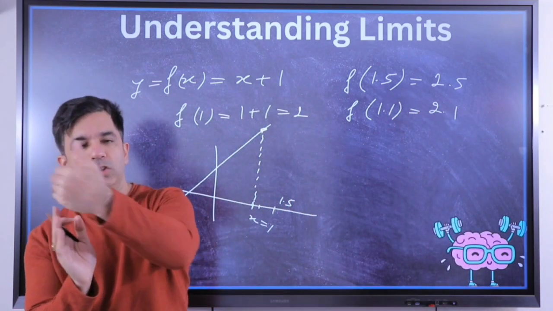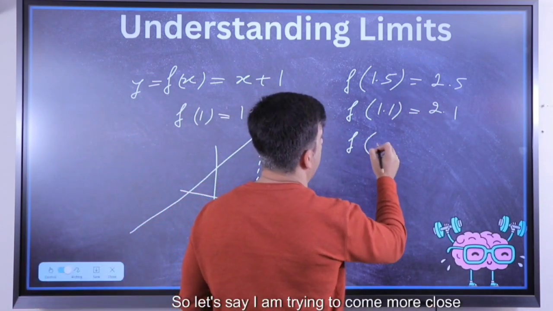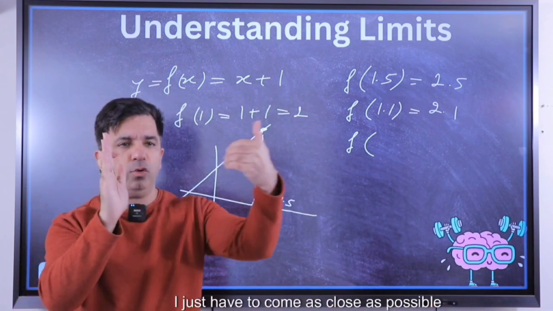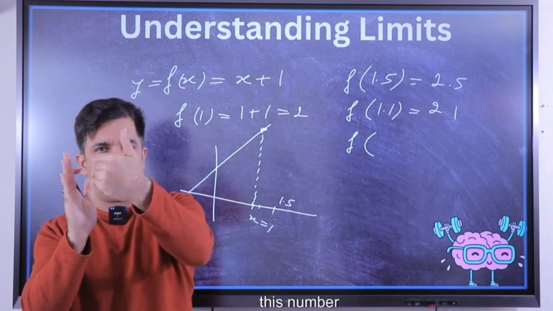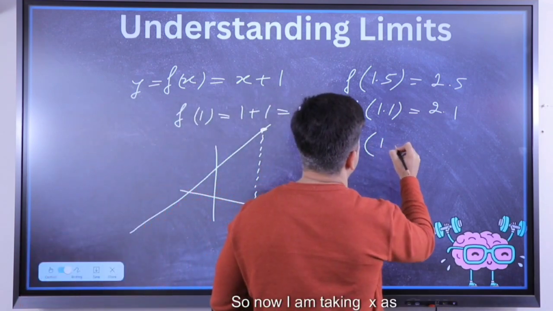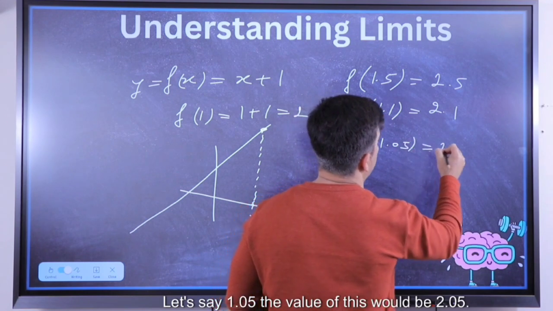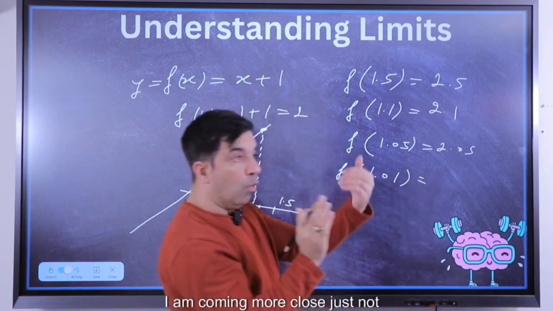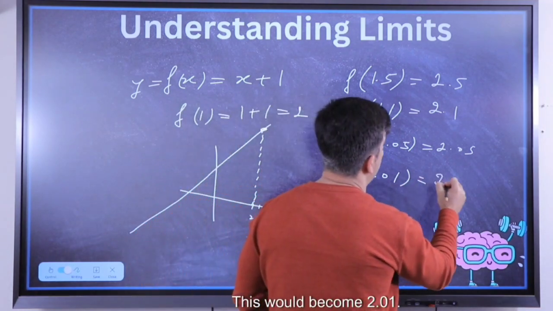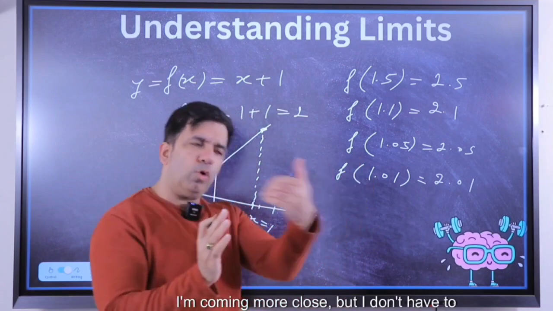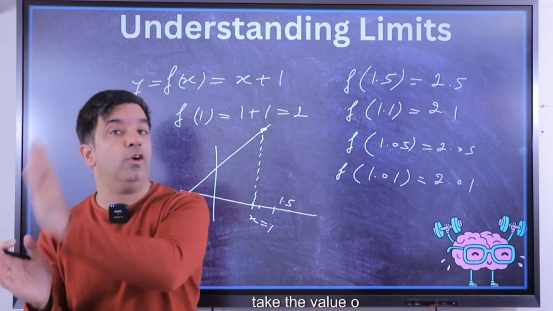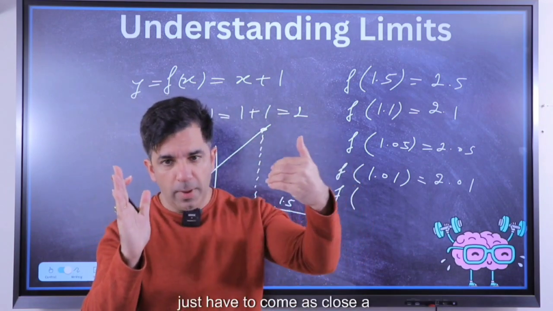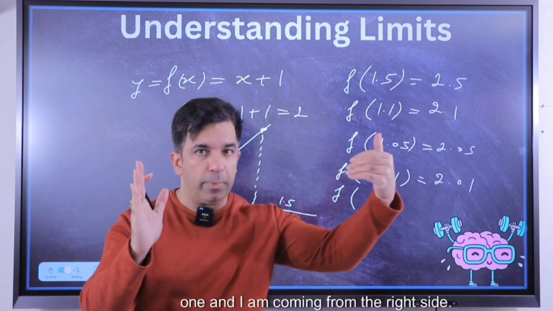Now I'll come more close. I'm trying to come closer to this number 1, but I don't have to reach 1. I just have to come as close as possible to 1. Now I'm taking x as 1.05, and the value would be 2.05. If I take x as 1.01, I'm coming more close, and this would become 2.01. I don't have to take the value as 1. I'm coming from the right side.